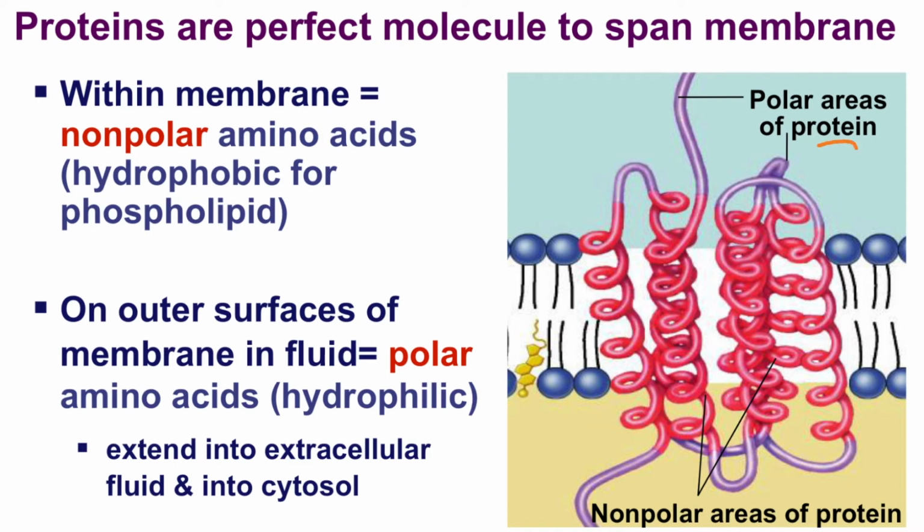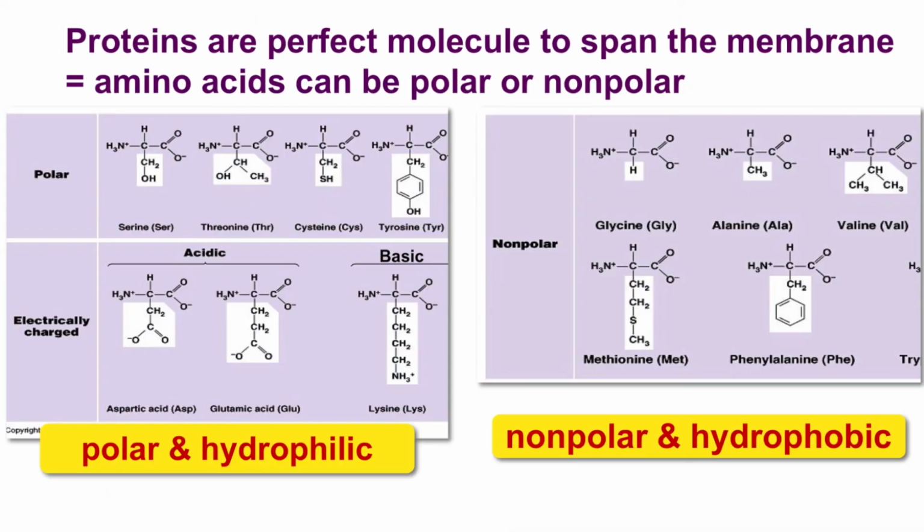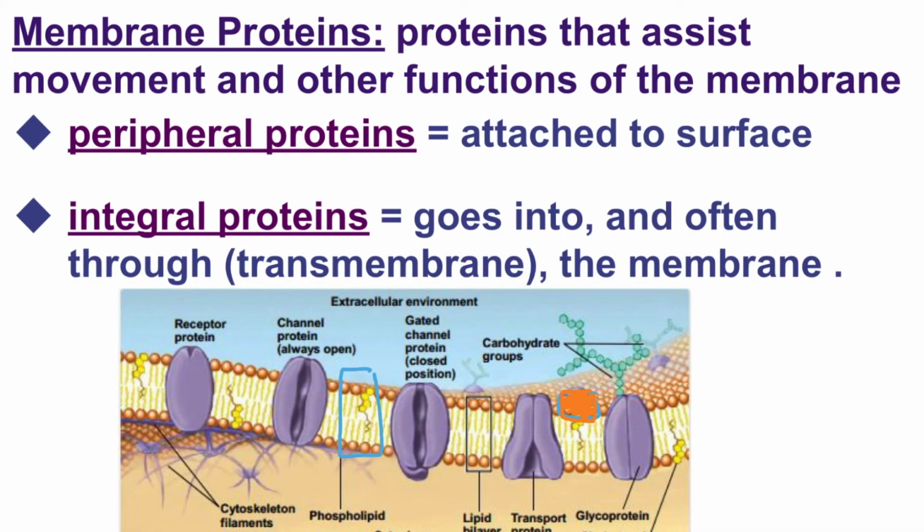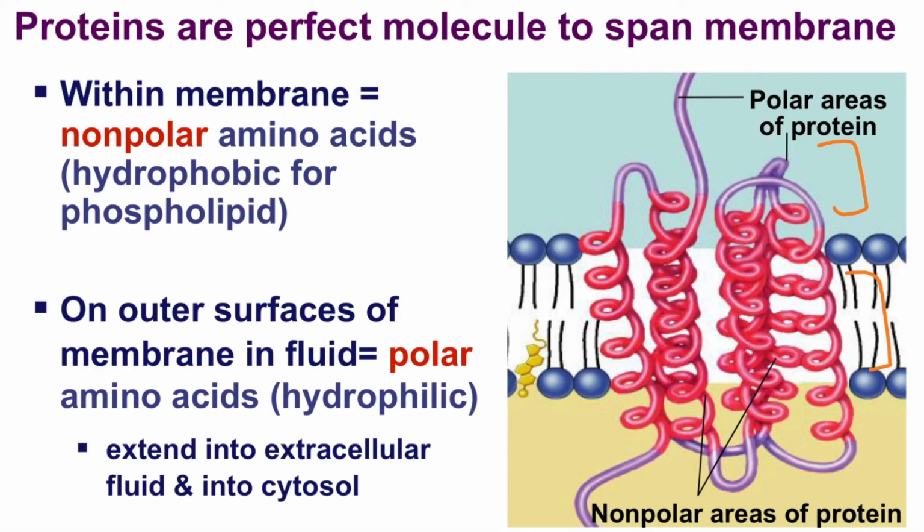So we have polar regions and nonpolar regions, which allow this protein, what's known as an integral protein, the ones that go all the way through, the ones that are integrated, to go through the membrane. All right? Peripheral proteins will have a lot more polar stuff than nonpolar, because they're sitting just on the edges. They don't have to go through.